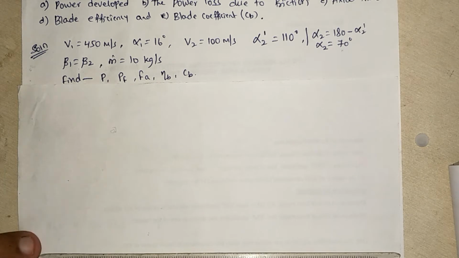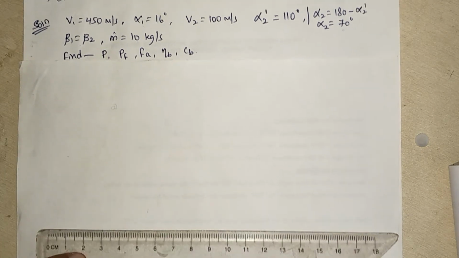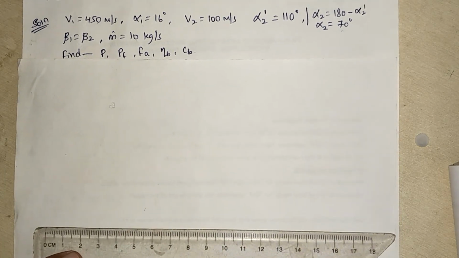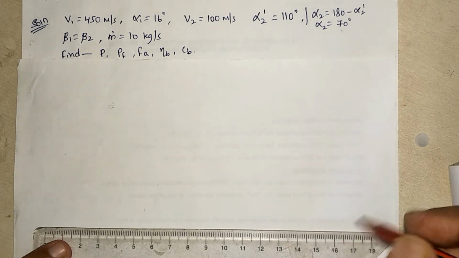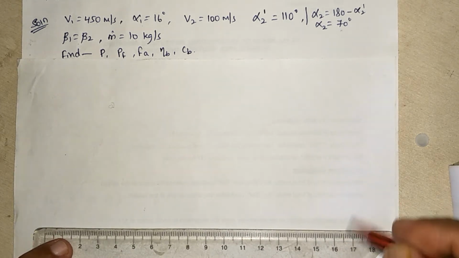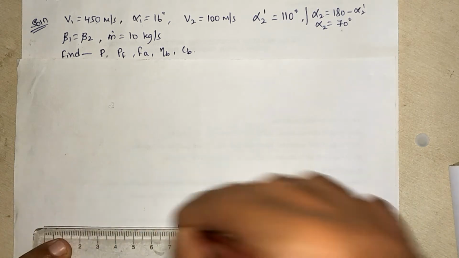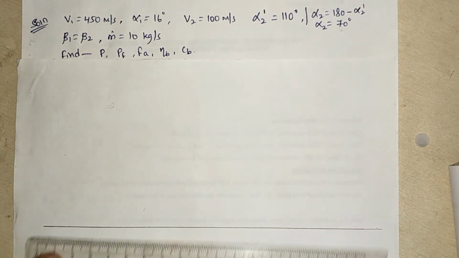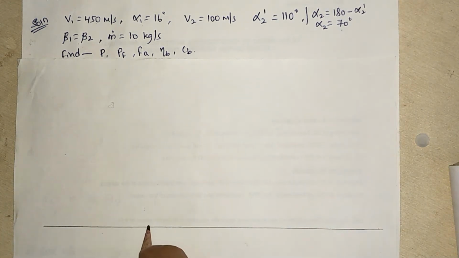First, initially I am going to draw a horizontal line here. As you can see, a horizontal line. Then I will locate point A here. So this is point A.